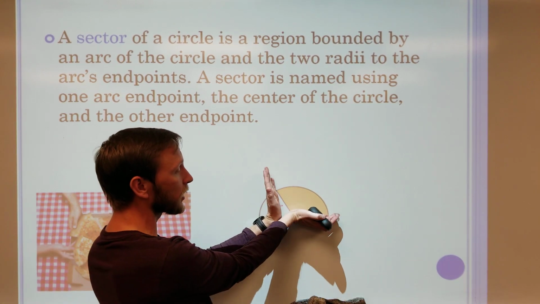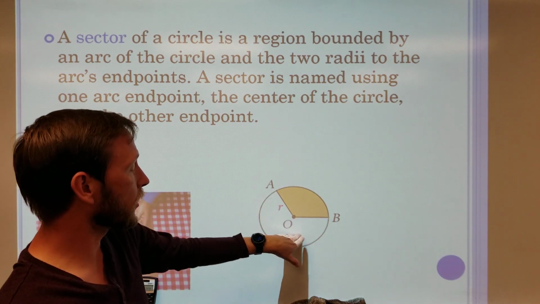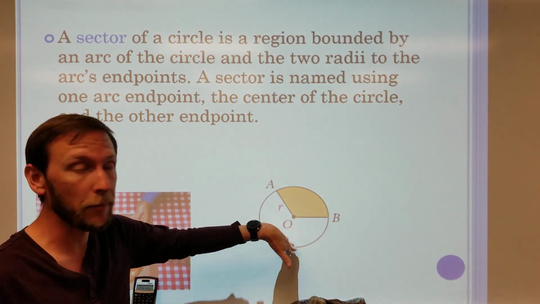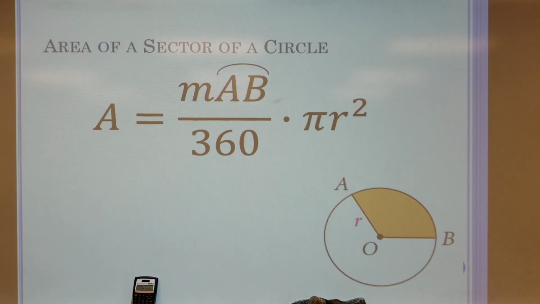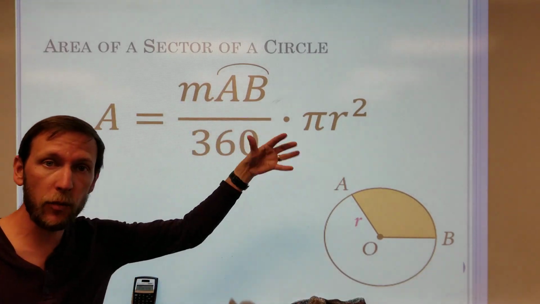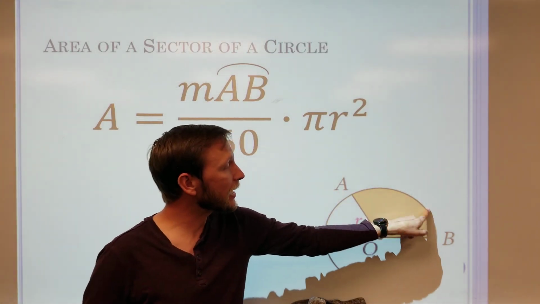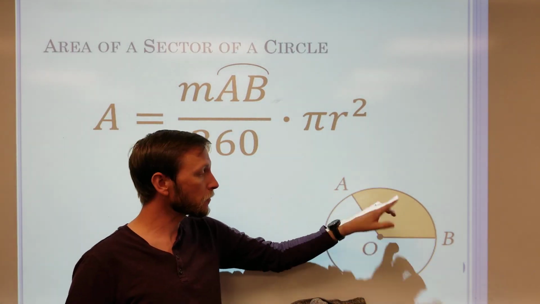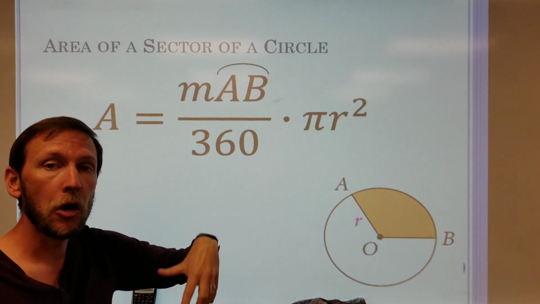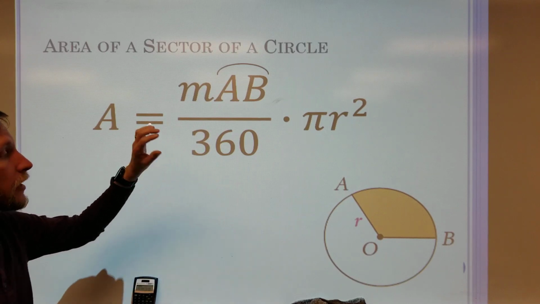It doesn't just have to be something that's smaller than a semicircle. It can be a sector that is included between two radii and a major arc. So keep that in mind. The way that we find the area of the sector is the same way we found the length of the corresponding arc. We would find the length of the arc by taking this fraction over 360 of the circumference. Likewise, we're going to take the measure of that arc over 360 multiplied by the area to find the area of the sector of the circle.